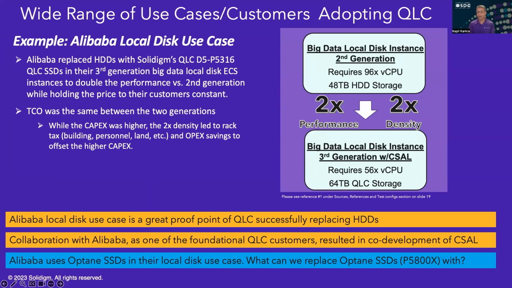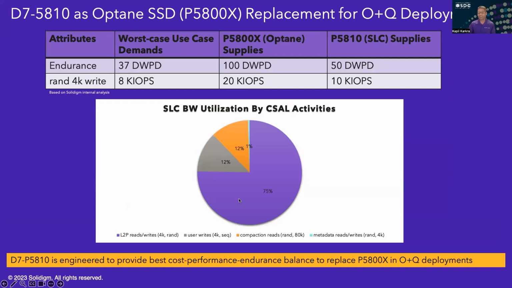As we talk about extending the QLC's reach, especially for O plus Q deployments like Alibaba's local disk use case going forward, as we know, Optane is done. So we must have an Optane SSD replacement. And Solidigm has engineered its P5810 SLC SSD to replace P5800X for O plus Q deployments. Based on the empirical field data on CDN and big data workloads and many internal analyses, we projected the worst case endurance demand to be about 37 drive writes per day. Optane was supplying 100 drive writes per day. So we designed P5810 to provide 50 drive writes per day.